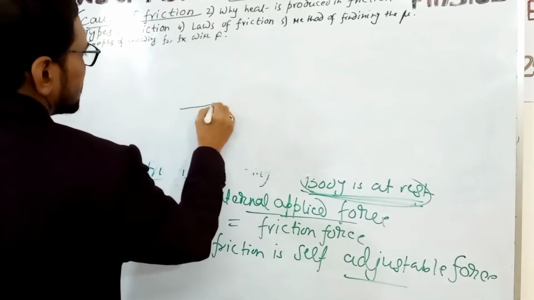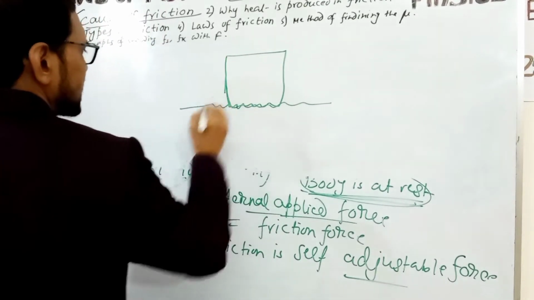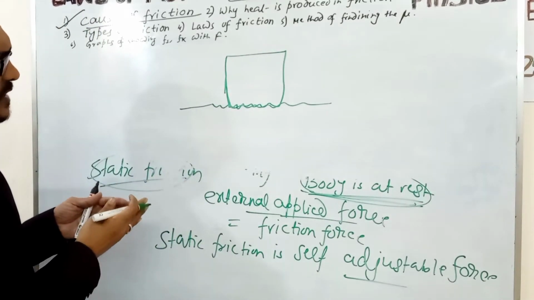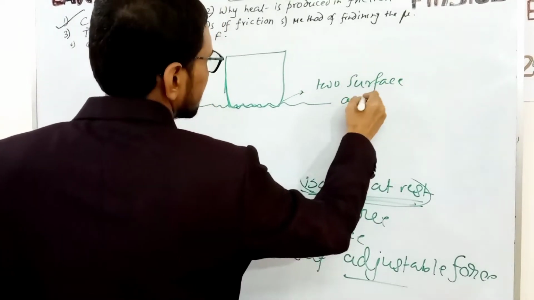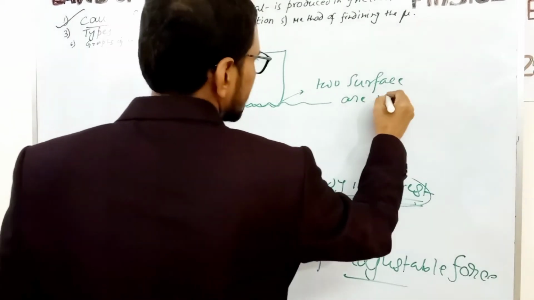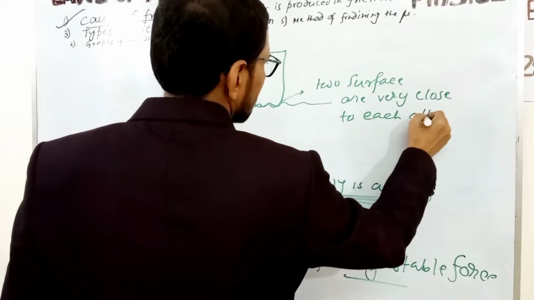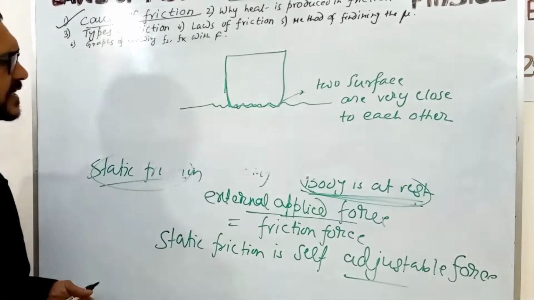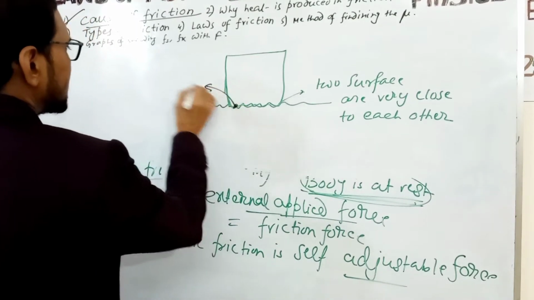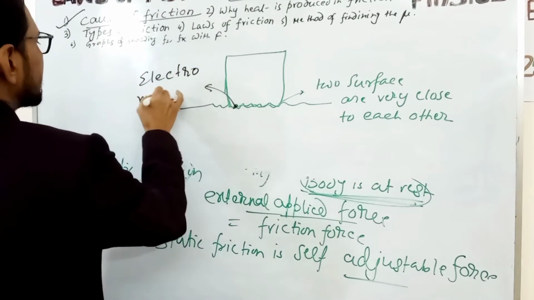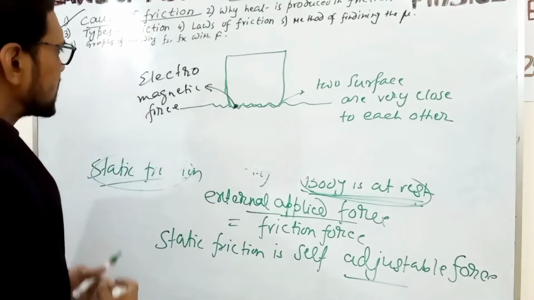That is, when two bodies are in contact, then at the contact phase, the two surfaces are very near, very close to each other. So an electromagnetic force acts between the molecules of the surfaces. Electromagnetic force means electric force and magnetic force both.